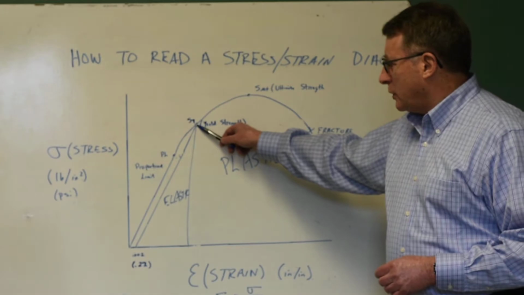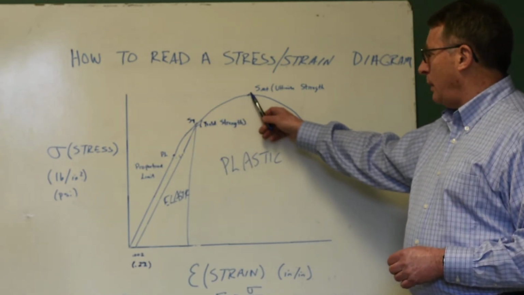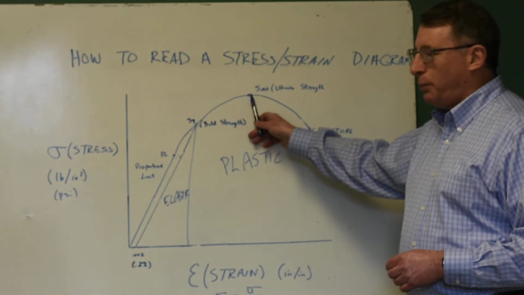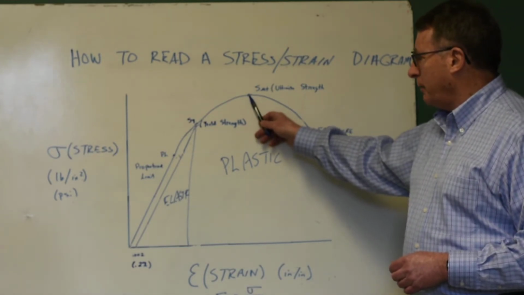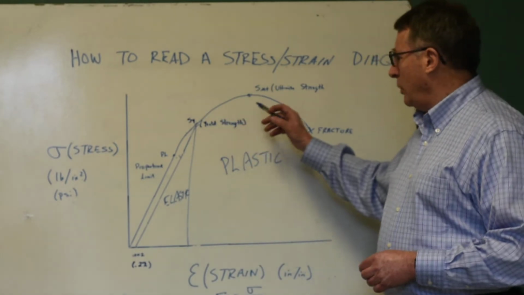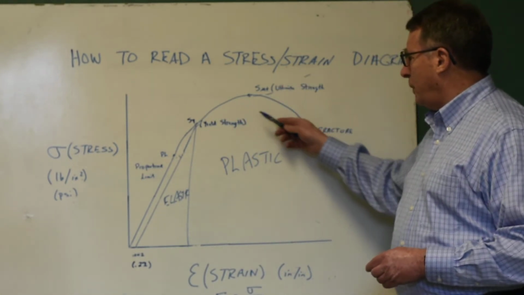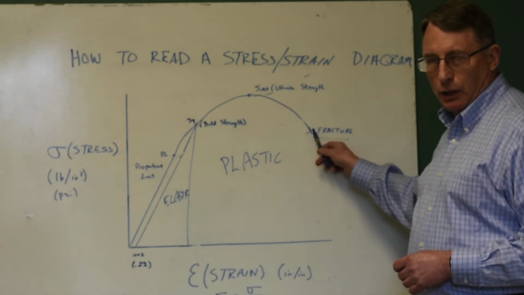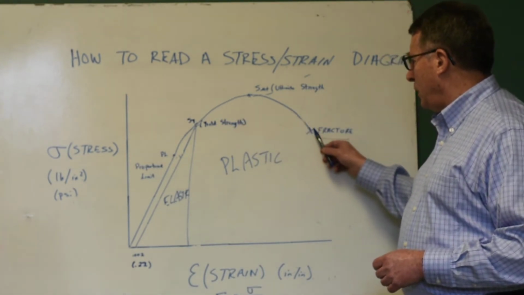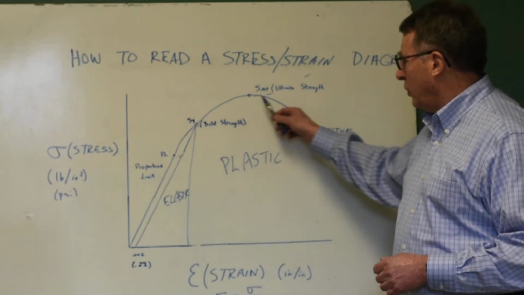So again, that's our first point, our proportional limit. Our second one is our yield strength. And finally, we're talking about our ultimate strength. This is the highest point of strength that the material will see. Now, it actually continues to go up like this, but it's deforming so fast that our fracture point is actually down here. So this is actually the way that the curve would look.